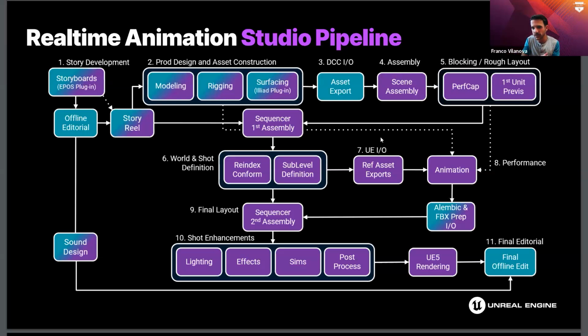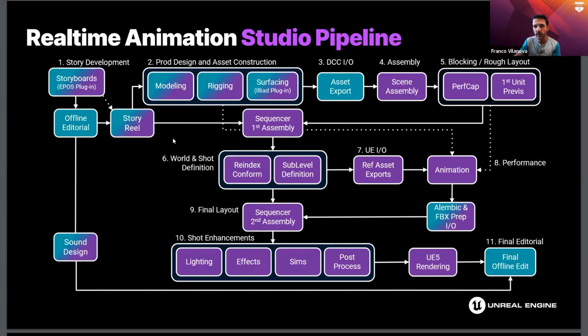Then we have, obviously, surfacing, and then we follow on to one of the steps where we do other asset exports from other DCCs and bring them into Unreal. That's obviously where Unreal doesn't really work or touch, because we are outside of the engine completely. But on the next step, we're doing full Unreal. We're doing scene assembly, fully inside the engine. Then we have performance capture and our first unit preview, right?